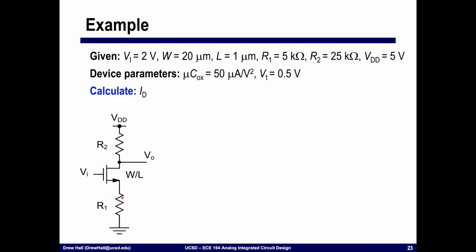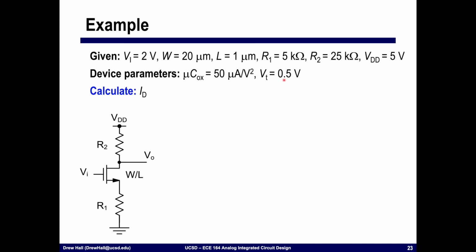And so I'm giving some parameters. The input is 2 volts, W over L is still 20 over 1, 5 kiloohms, and I have 25 kiloohms of resistance for R1, a supply voltage of 5 volts. I'm still using mu n C_ox as 50 microamps per volt squared, and VT is 0.5 volts. And so what we want to do is calculate the drain current.